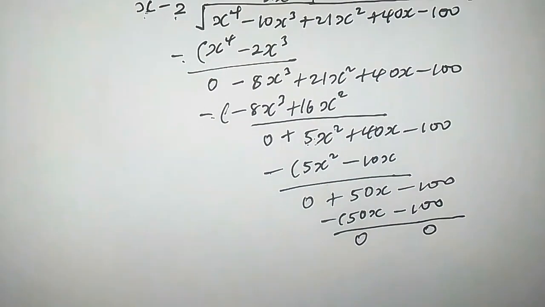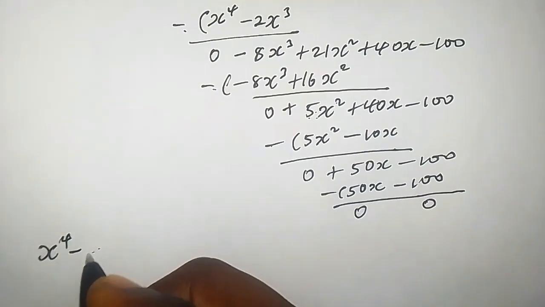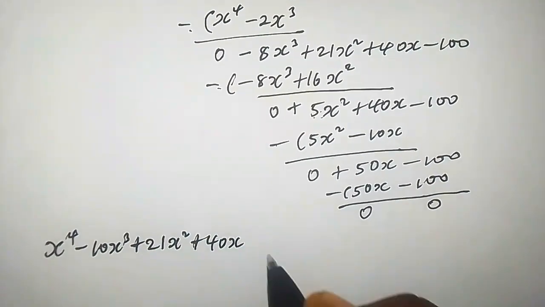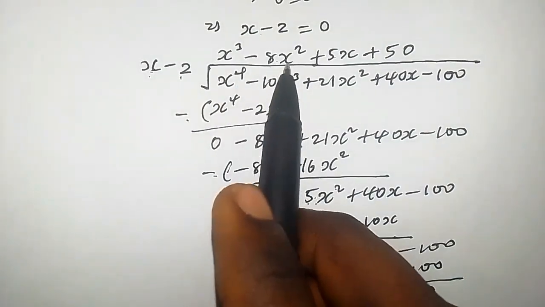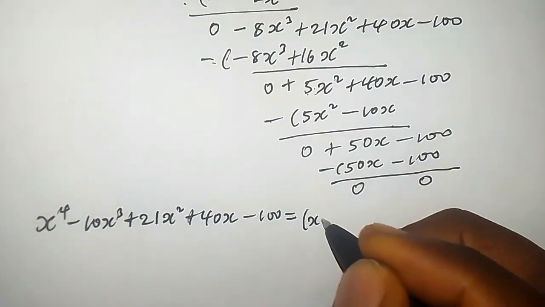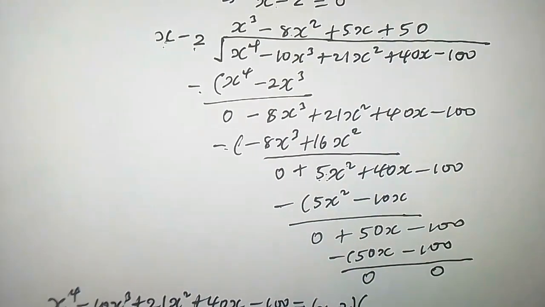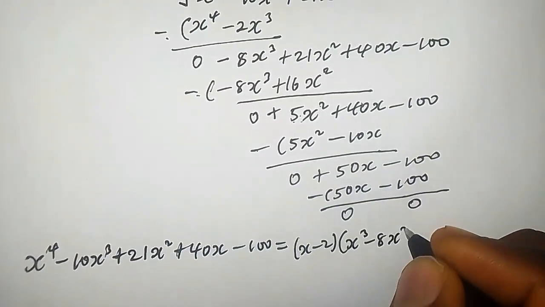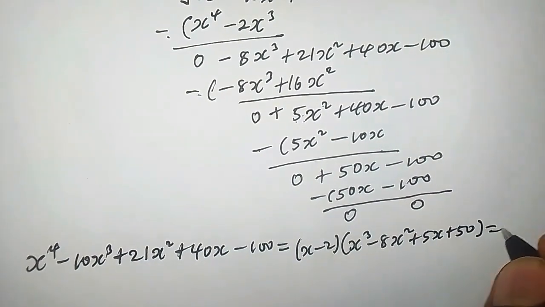So that means that our quartic equation, which is x raised to power 4 minus 10x cubed plus 21x squared plus 40x minus 100, is equal to the product of our divisor and the quotient, x minus 2 times the quotient, x cubed minus 8x squared plus 5x plus 50, equals 0.